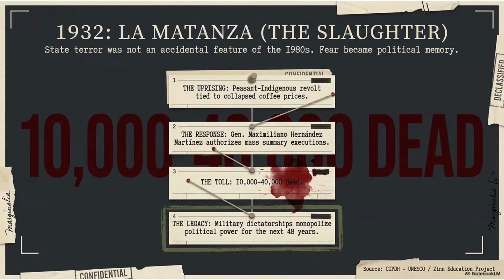This is why the slide uses emptiness instead of graphic violence. The empty road symbolizes silence, disappearance, and fear. By the 1980s, El Salvador was not inventing political terror from scratch. It had already inherited a political memory where massacre was a language of state power.